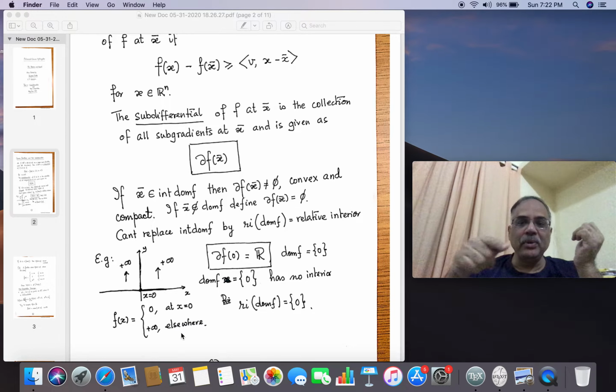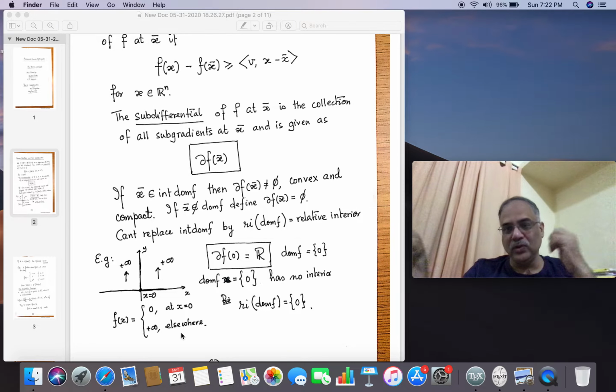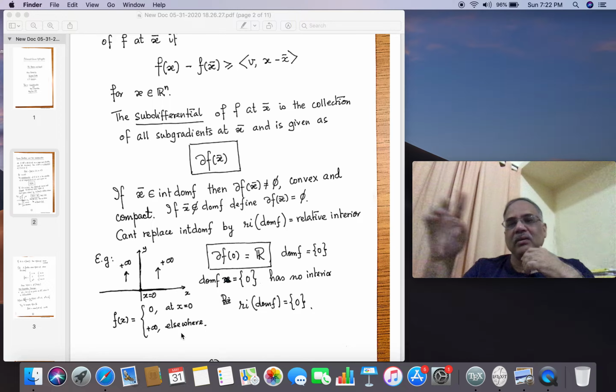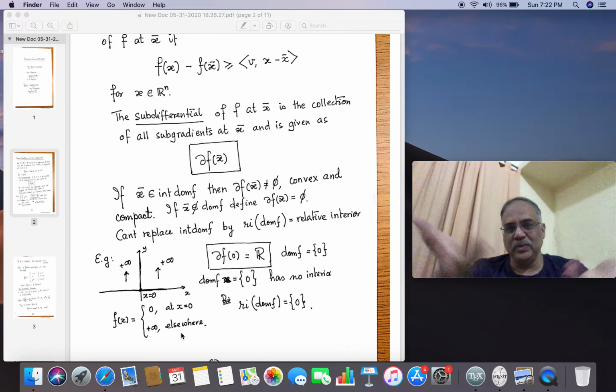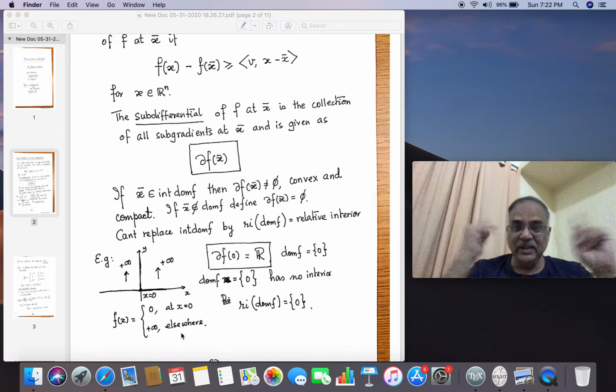Because what would happen? Because f(x) minus f(0) greater than or equal to v times (x minus x0). So it is plus infinity minus 0, which is plus infinity, greater than some v times (x minus x0). So whatever v you choose doesn't matter. Any r you can choose. Anyway, infinity is always bigger than whatever real number. So whole of R, but R is not a compact set. It is a convex set. It is a non-empty set. It's a closed set, but not compact.